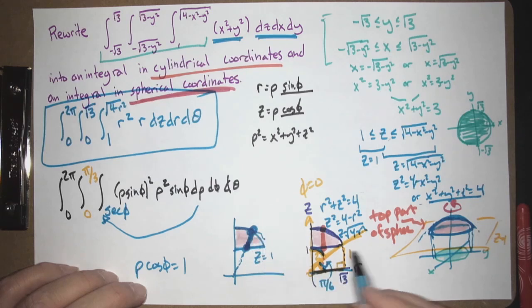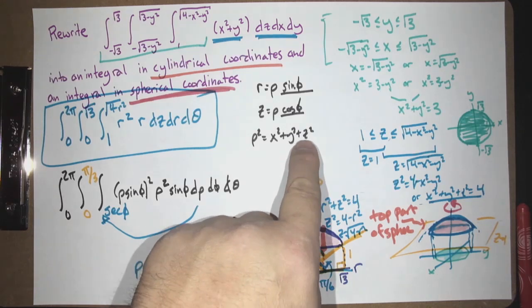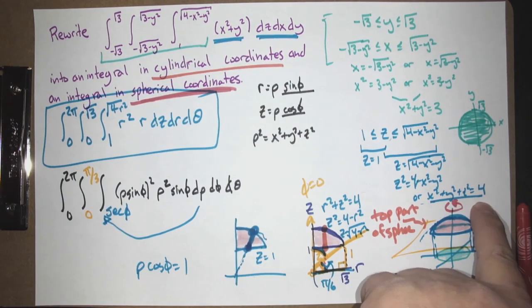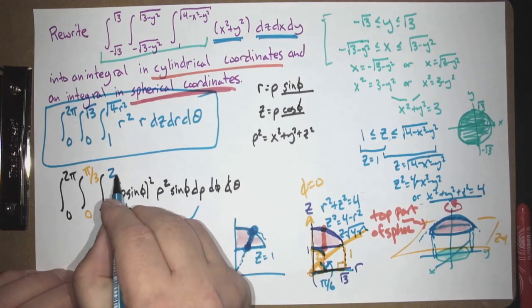We stop at the sphere. What is the sphere in terms of rho, phi, and theta? Rho equals 2, because it's a sphere of radius 2. Rho equals a value is a sphere of radius that value. So you remember how we said x squared plus y squared plus z squared equals rho squared? So x squared plus y squared plus z squared equals 4 becomes rho squared equals 4. So it goes to rho equals 2.